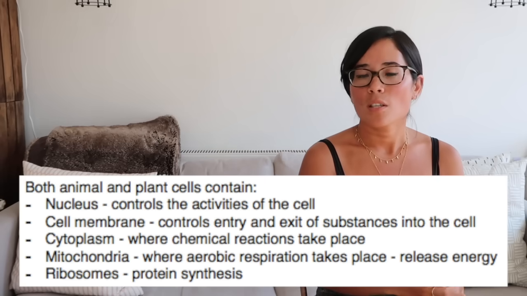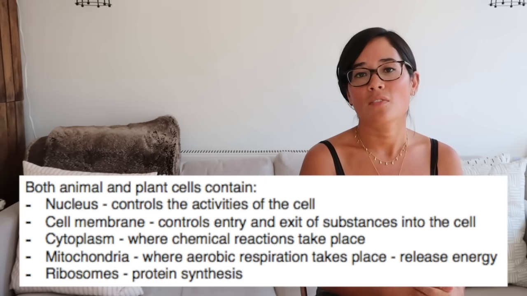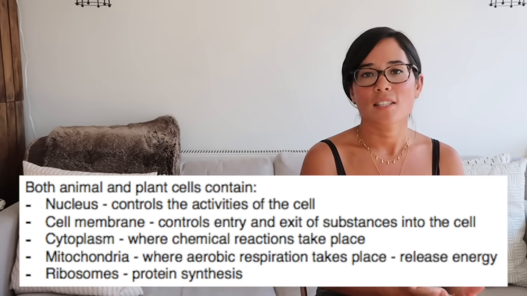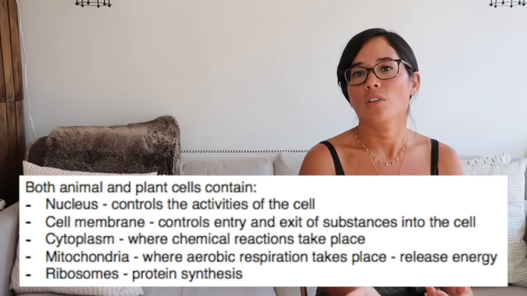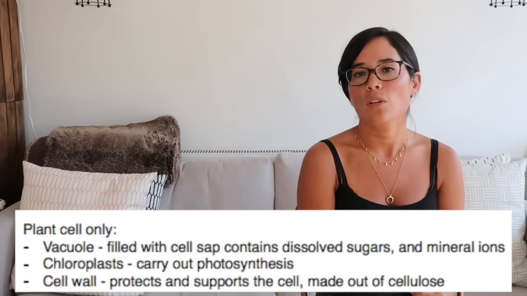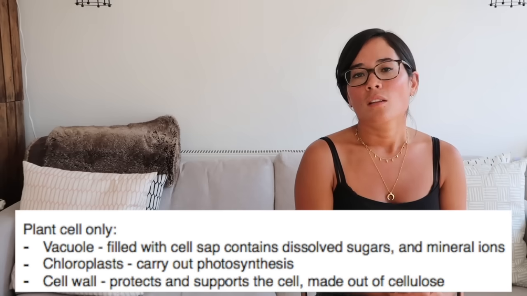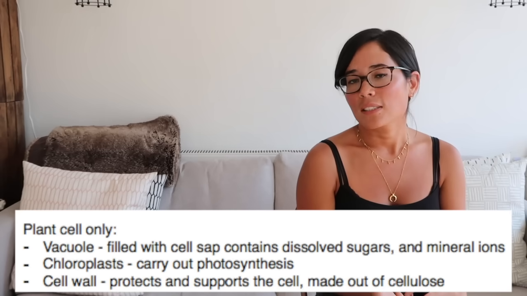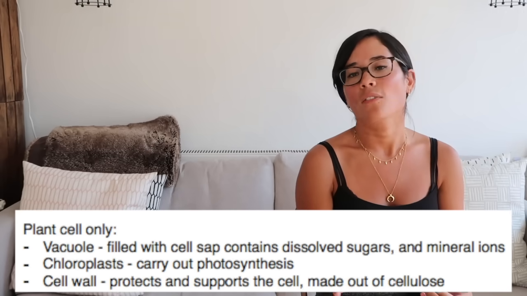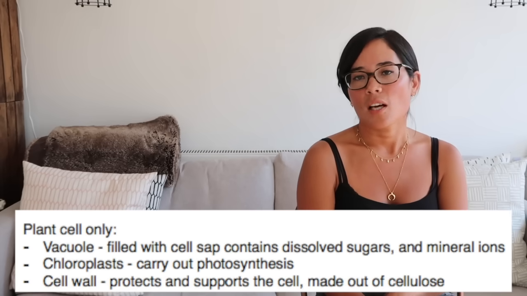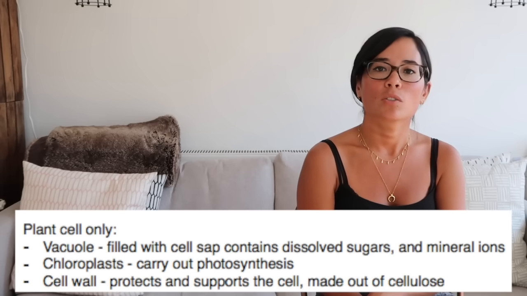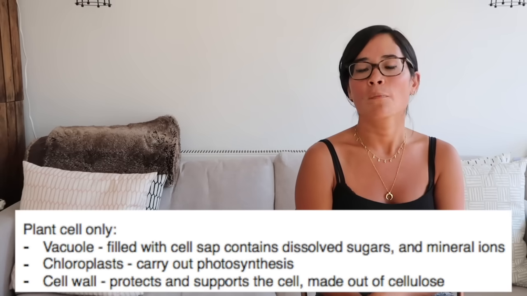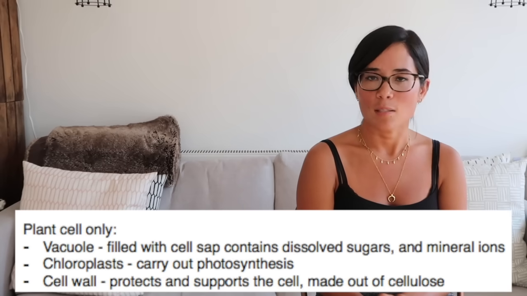What is the role of ribosomes? And this is new for this specification. It's where protein synthesis takes place, i.e. it's where proteins are made. Looking more closely at the plant cell now, what is the role of the cell wall? First of all, state that the cell wall is made out of cellulose and that it protects and supports the cell. The vacuole, remember that's filled with cell sap, which also helps to maintain the structure of the cell. Lastly, chloroplasts, remember they're full of a green pigment called chlorophyll. It gives leaves the green colour, and that's where photosynthesis takes place.